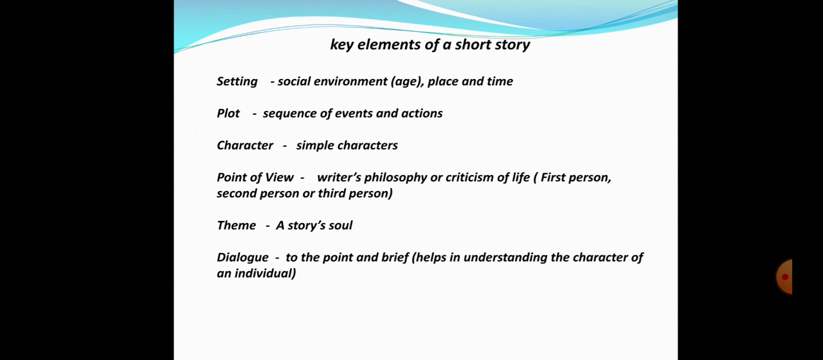And finally comes language, or we can say dialogue. Brevity is essential. It should be to the point and brief and helps in understanding the character of an individual, the protagonist. So in this way, a story is an artistic sum total of plot, setting, character, theme, point of view, and dialogue.